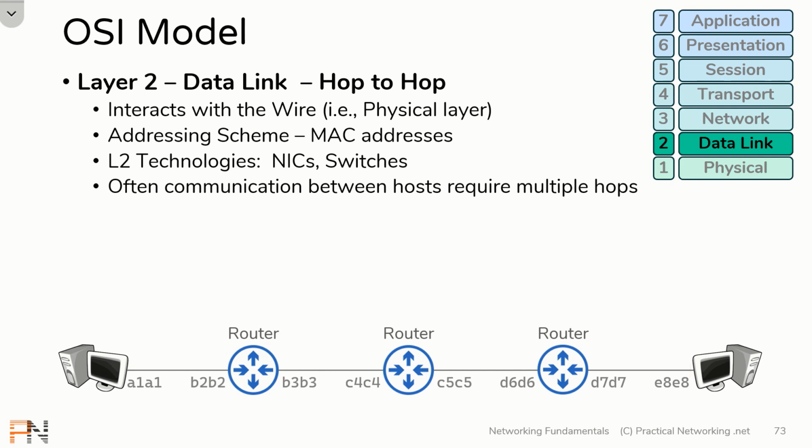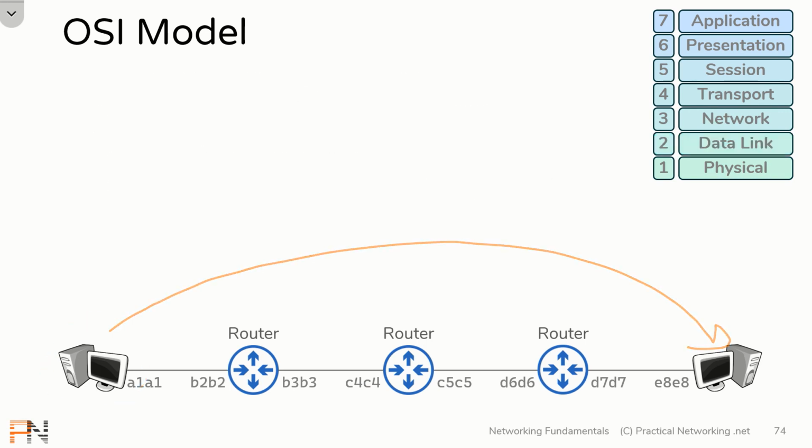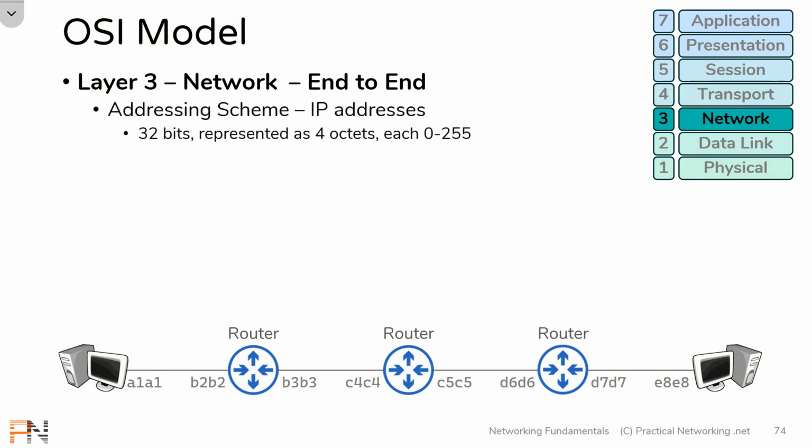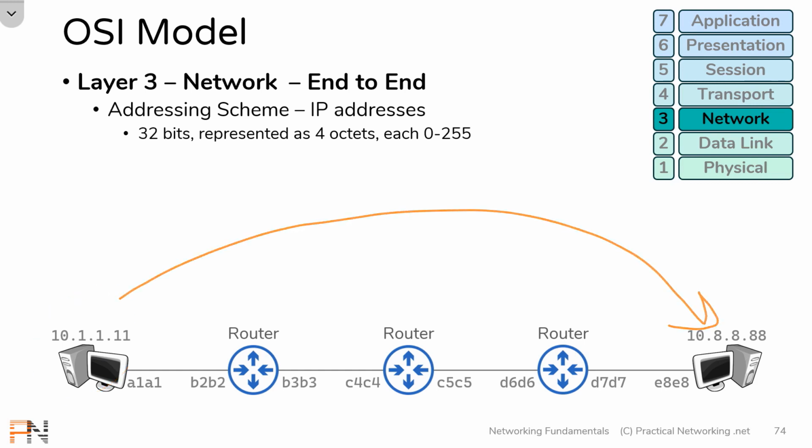Which begs the question, if layer 2 is taking care of every hop, what's taking care of ensuring data goes from this endpoint to the next? Well, that's where layer 3 comes into play. Layer 3's goal is what's called end-to-end delivery. To accomplish its goal, layer 3 is going to use its own addressing scheme known as IP addresses. Now we unpacked IP addresses in the prior lesson. IP addresses are 32 bits represented as 4 octets, each that can be the numbers 0 through 255. Every host is going to be identified by its IP address, and these IP addresses are what's going to allow data to go from here all the way to here.